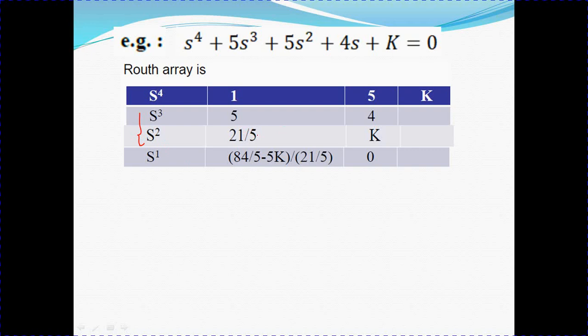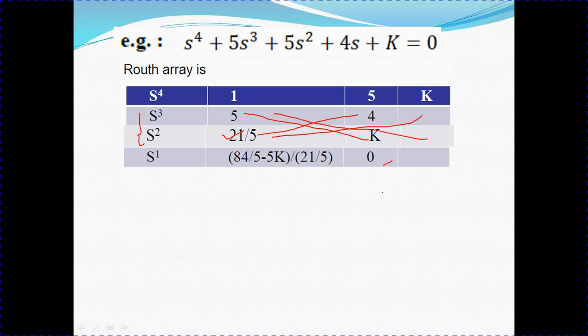So the value will be now how much? 4.2, that. Okay. Now to get the element in the s to the power 1 row, we need to multiply these two terms, minus 5k divided by 21 by 5. Okay. So the second term will be now, here it is 0 minus 0, so hence this is going to be 0.